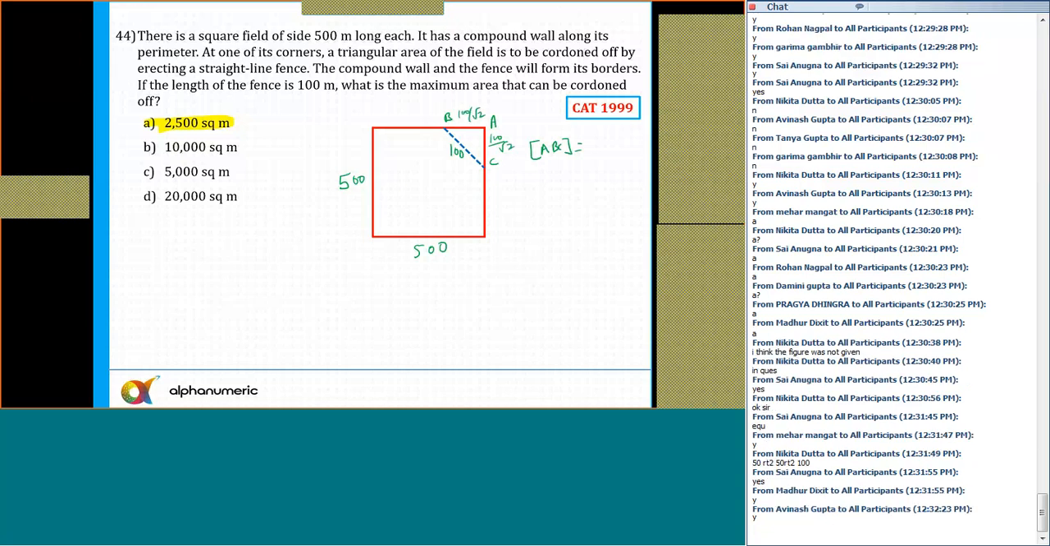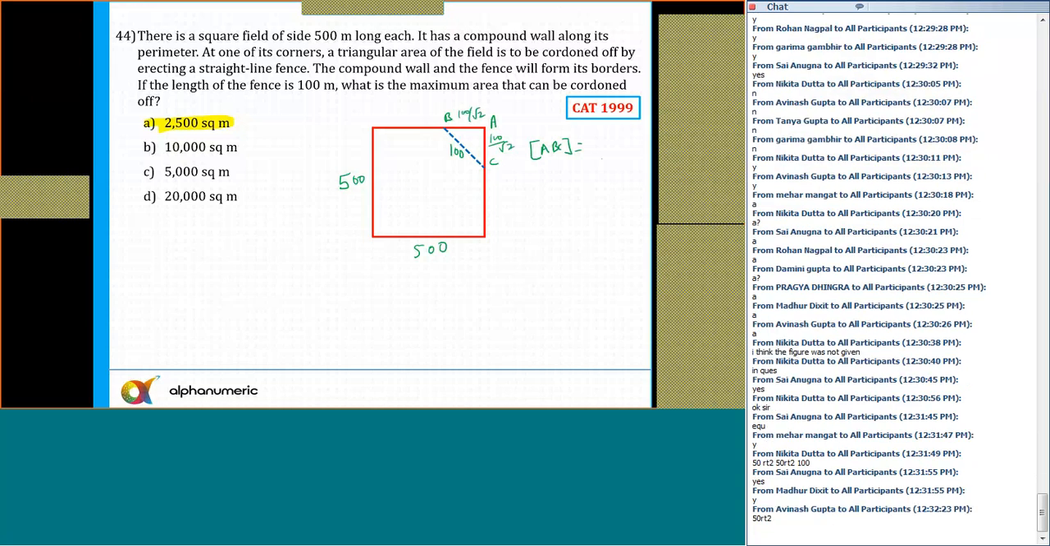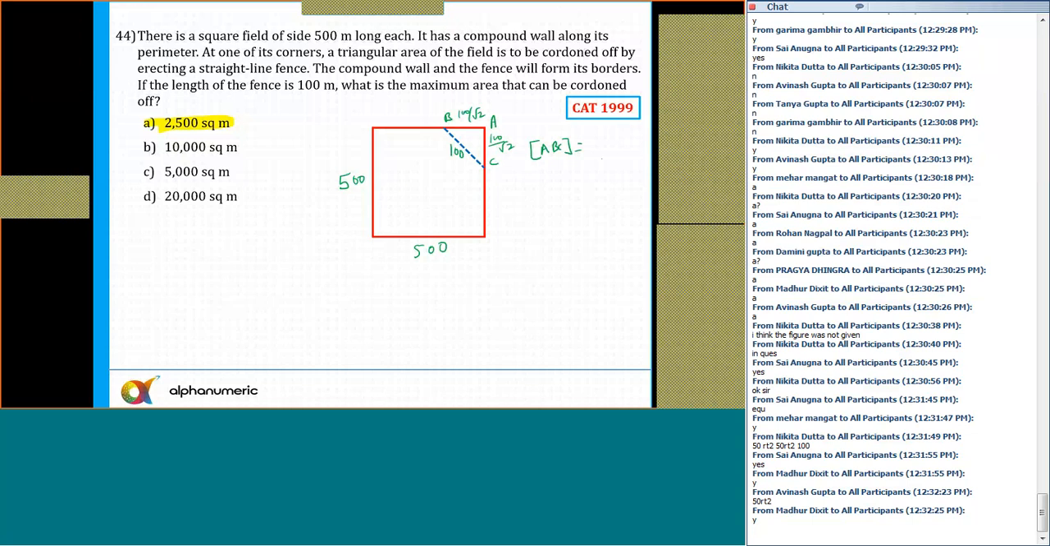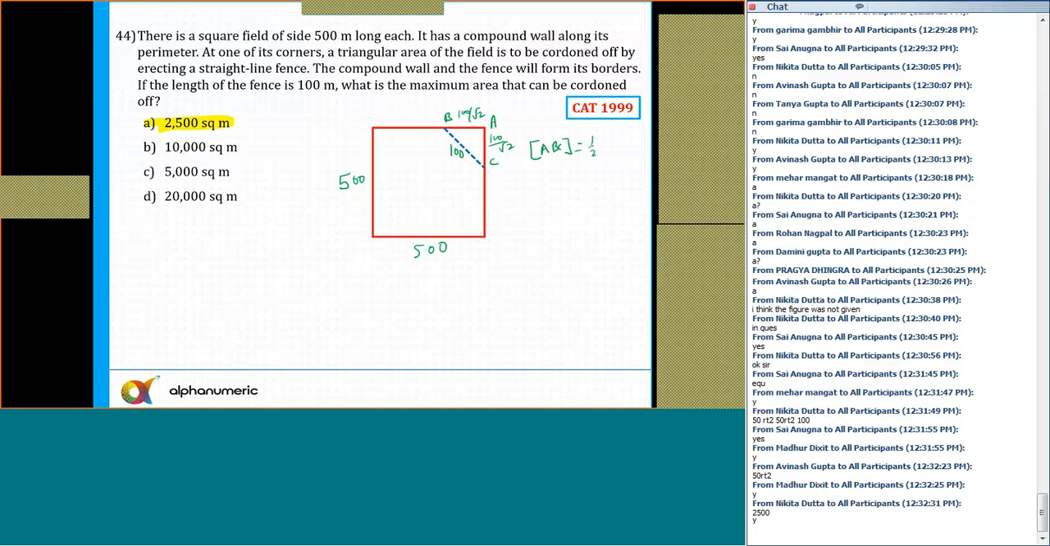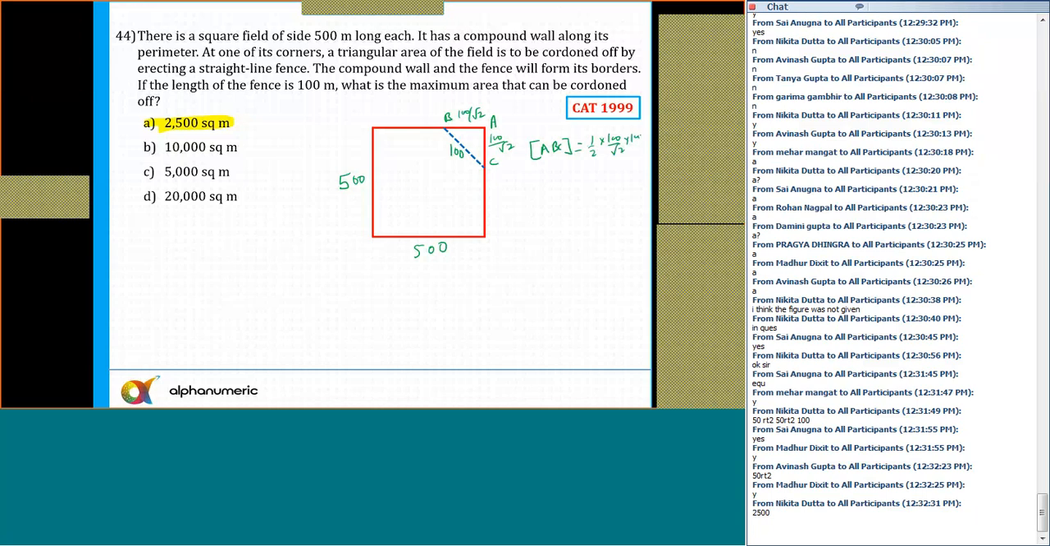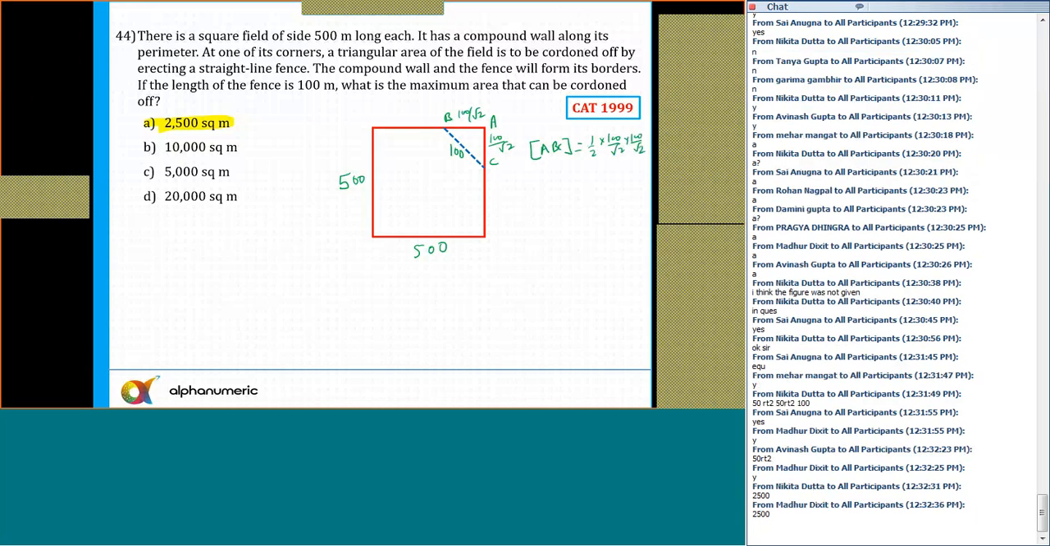Take these two sides equal, 90, 45, 45. So 100 by root 2, what is the area of the triangle ABC then? In that case, half into 100 by root 2 into 100 by root 2, and the answer will be equal to 20.